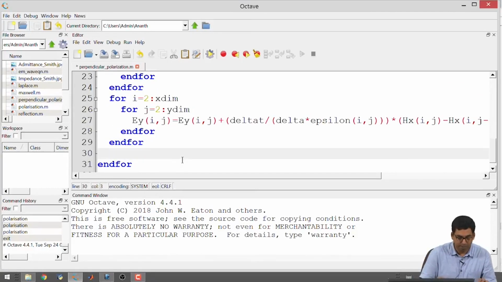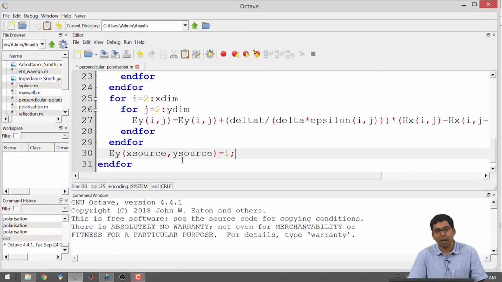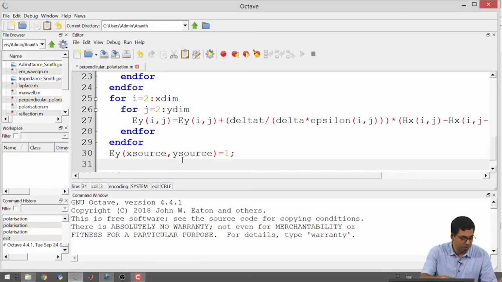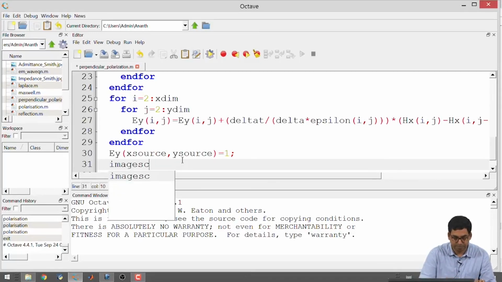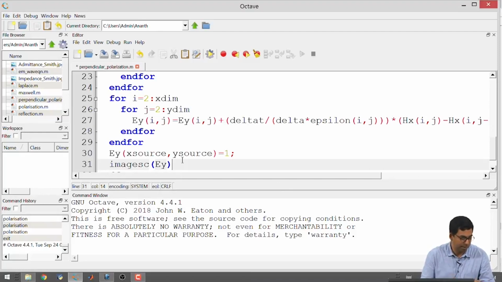So, I want to have a source at x source comma y source, and I am just going to make it 1. So, I am going to have a point source of 1 volt per meter at the center of the simulation region, right, and I want to make some plot, all right. So, I will just do image SC. I want to make a plot of Ey first, right.